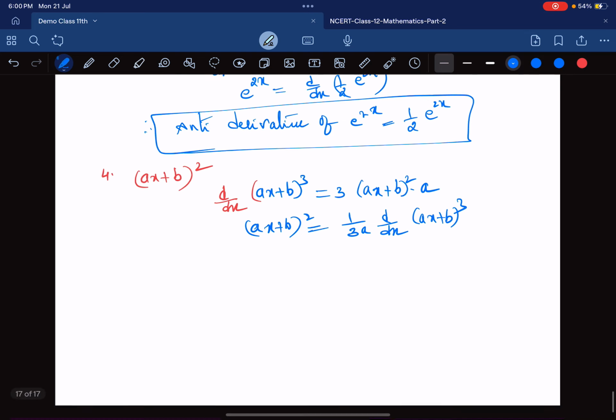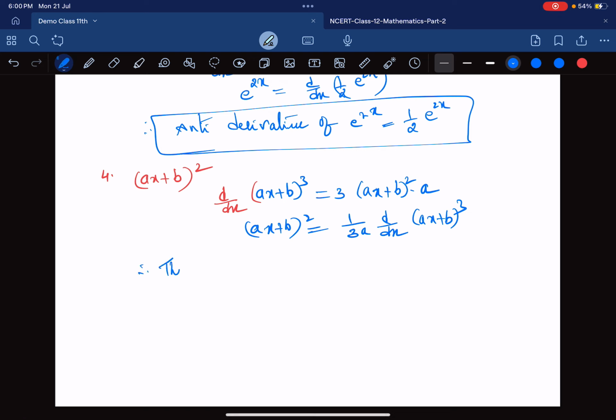So therefore, the antiderivative of (ax plus b) whole square is equal to 1 by 3a times (ax plus b) whole cube.